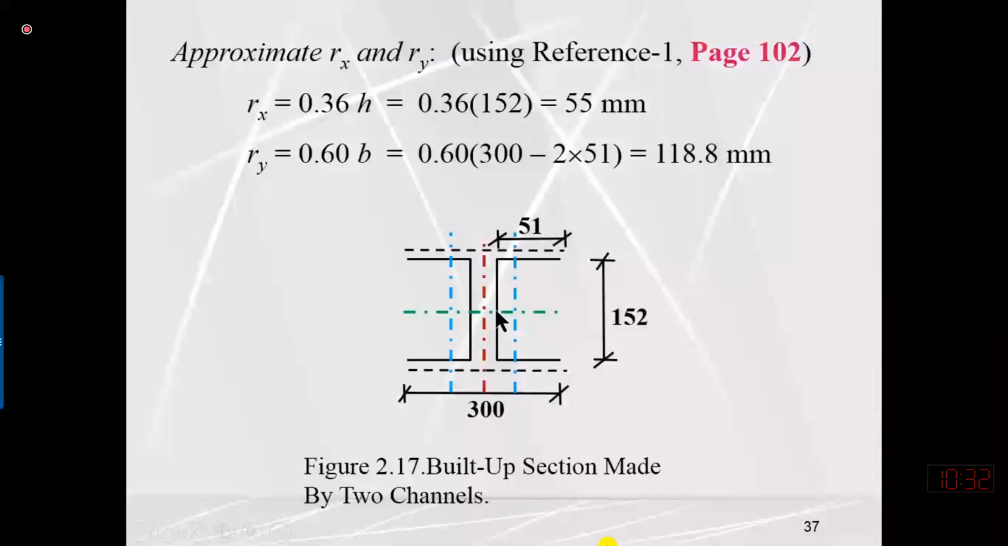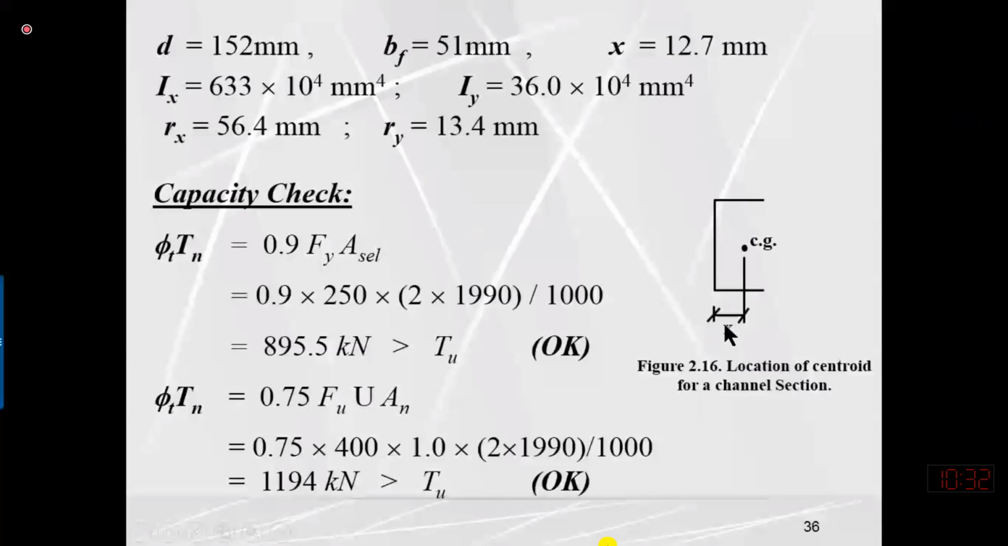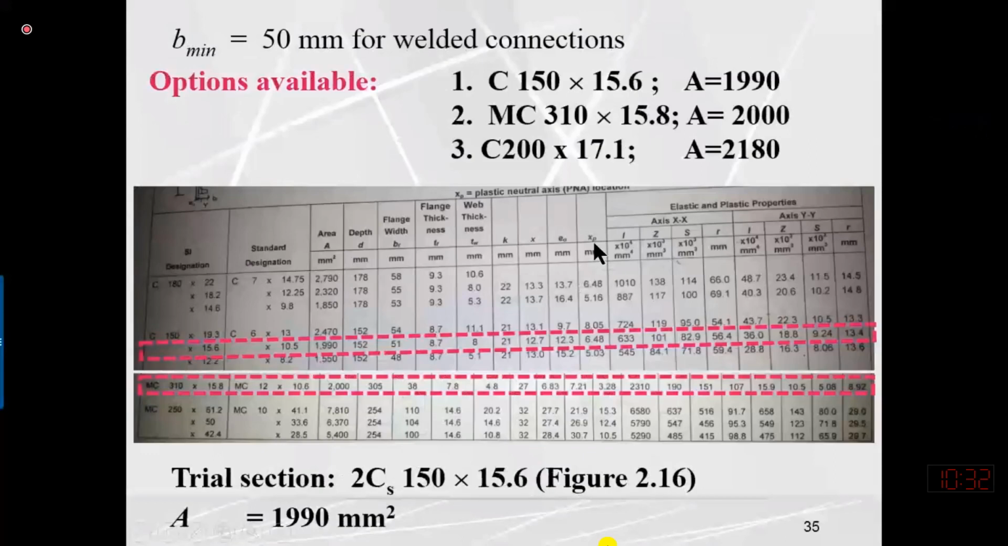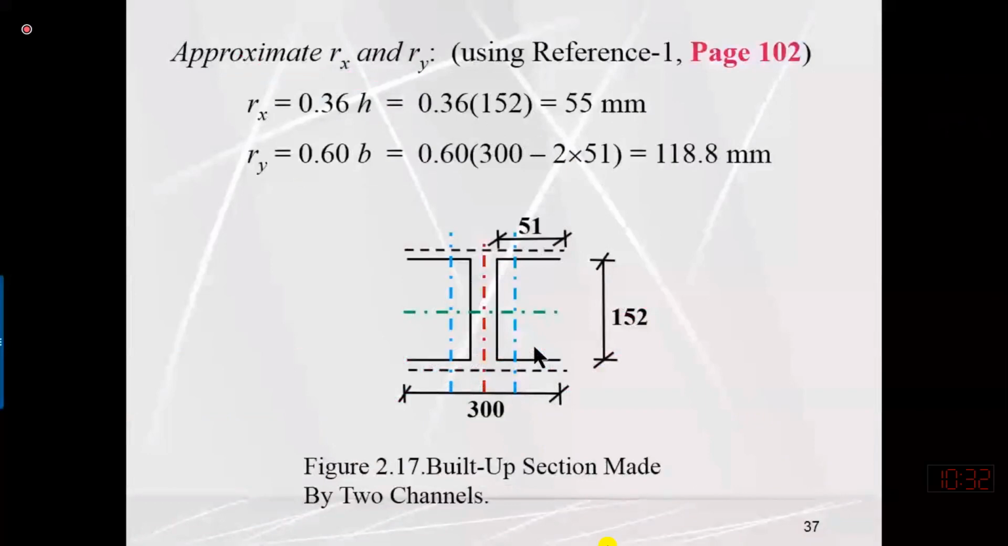And then from the channel edge to the centroidal location is the x bar, the centroidal location in the x direction, which is referred to here as x. The x value we can pick from this table, which is 12.7. So the distance from here to here will be 99 plus 12.7, so this will be 111.7 from here to here.